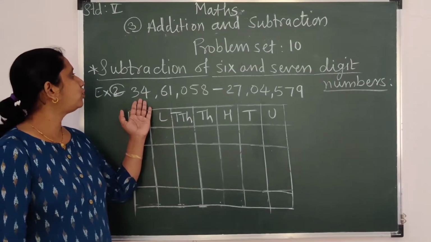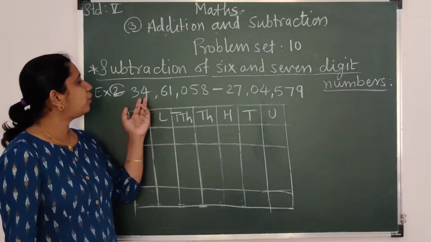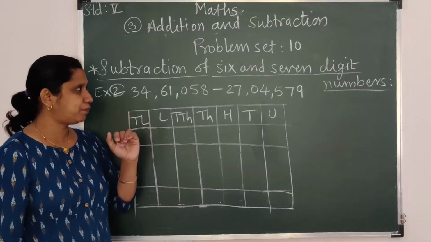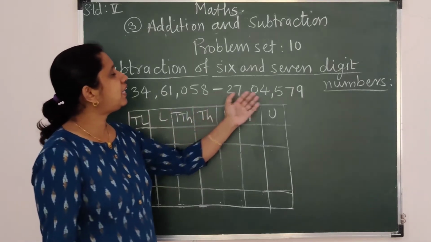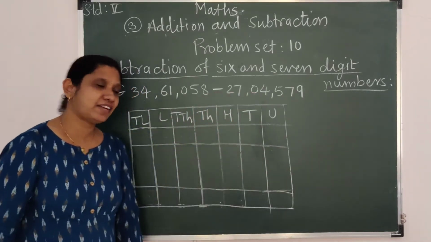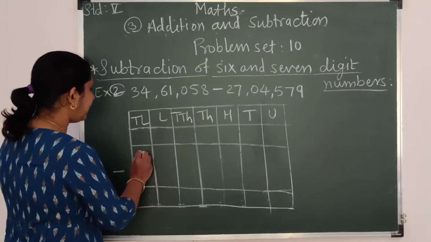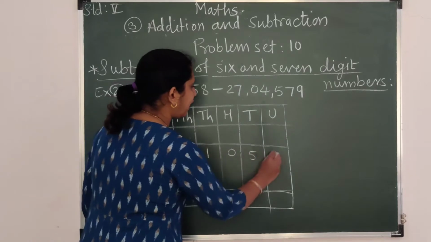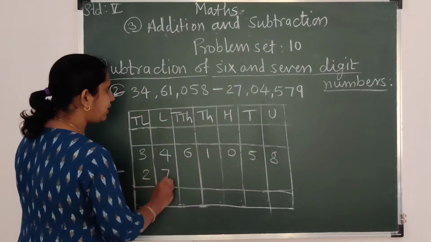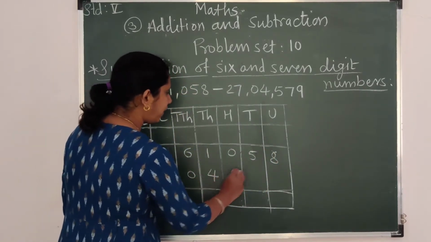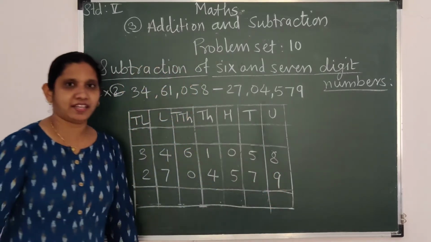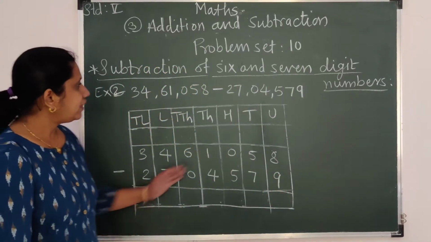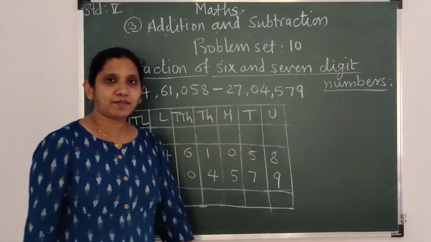Now we'll start solving sum number 2. Students, let's begin to solve sum number 2. 34 lakh 61,058 minus 27 lakh 4,579. So let's write here in the table 34 lakh 61,058 minus 27 lakh 4,579.